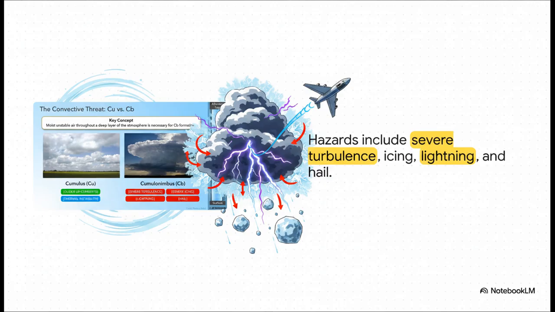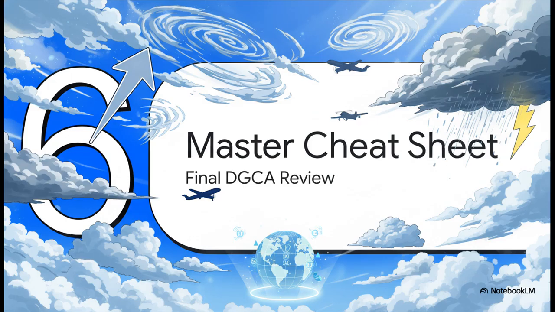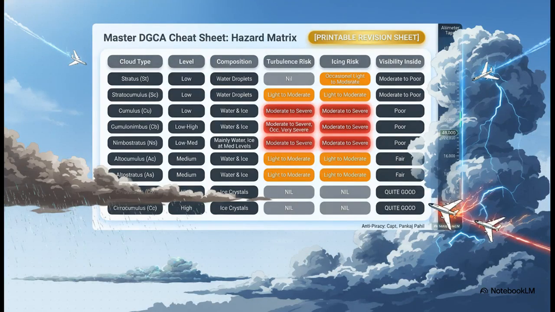And finally, Section 6, our Master DGCA cheat sheet, the final review. Let's bring this entire masterclass together with the ultimate revision tool for you to review before you walk into your exams. Seriously, take a screenshot of this complete hazard matrix, whether mentally or physically. Notice how perfectly the threats scale logically based on everything we've talked about today. Down at the bottom, those high-level ice clouds have NIL turbulence and NIL icing. You're completely safe. But as you move up the chart into the low and medium layers, those threats start turning orange and then red. Nimbostratus brings moderate to severe icing, and of course, cumulonimbus lights up the entire board with severe multi-threat environments across every single category.